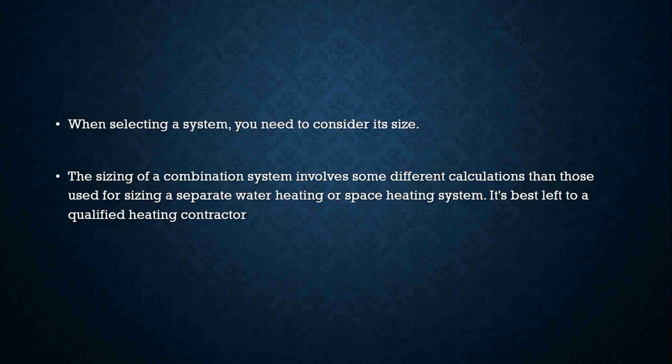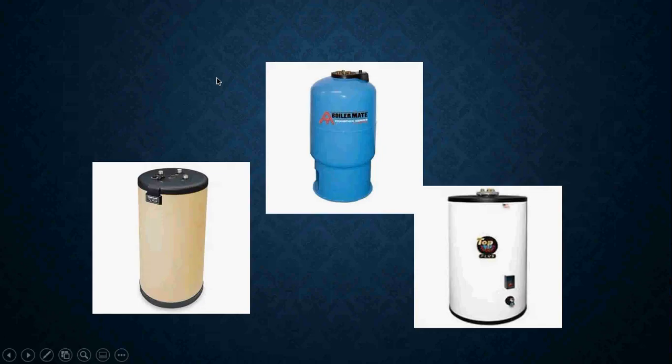So when selecting a system, you need to consider, again, its size. Sizing of a combination system involves some different calculations than those used for sizing a separate water heating or space heating system. It's best left to a qualified heating contractor, because all of your businesses have some sort of computer program that we can just punch in the numbers and it gives us what size water heater we need. Okay, here's a couple variations of different types of water heaters that are out there.